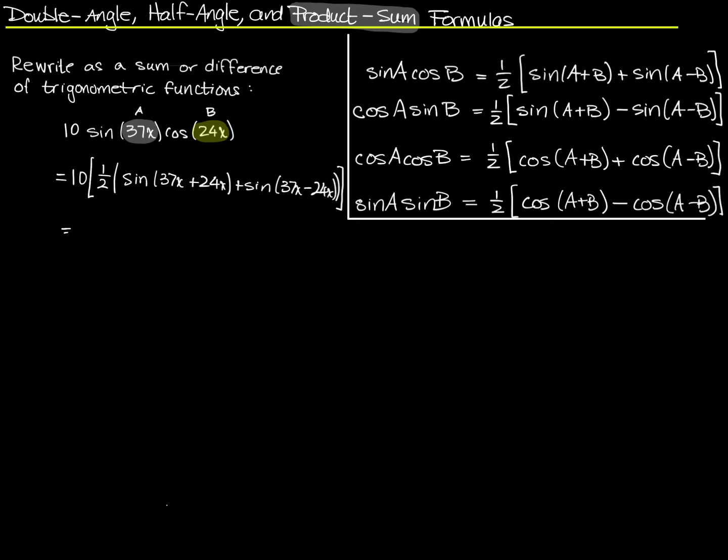And then I can simplify. This product here gives me 5, and then I have the sine of 37x plus 24x is 61x, plus the sine of 37x minus 24x is 13x. And there's my answer. I could, if I wanted to, write this as 5 times the sine of 61x plus 5 times the sine of 13x, but we're not really sure how we're going to use this, so either of those would be correct. Either this form of the answer or this form.